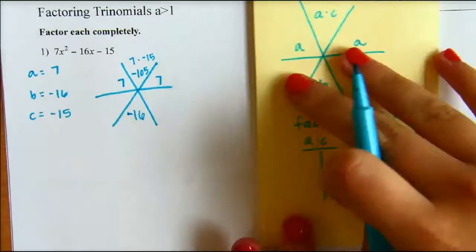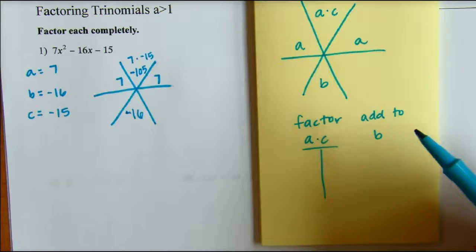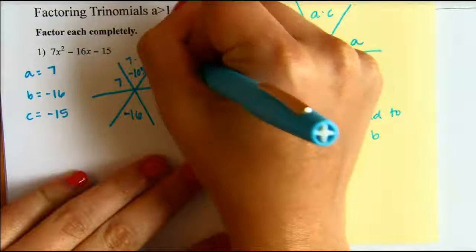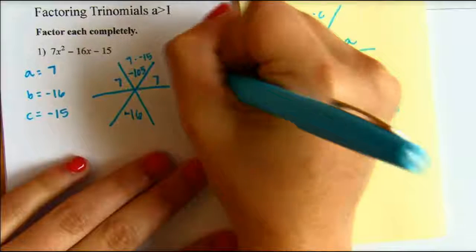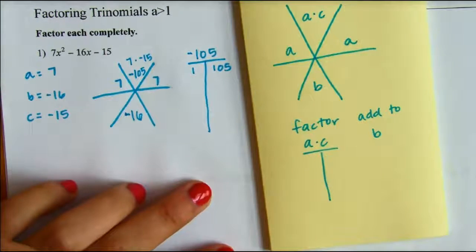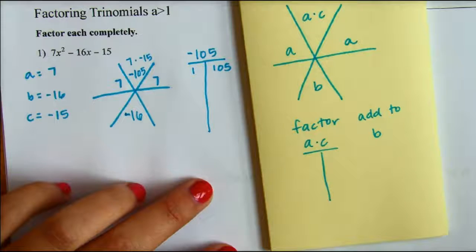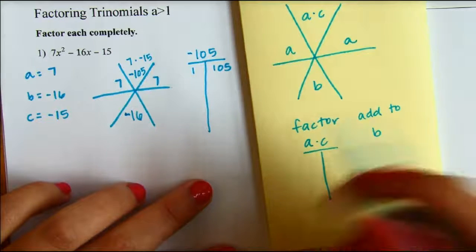From here, I'm going to now factor out A times C. I've got a pretty big number, but that's okay. So I've got negative 105, and I'm going to list out all of my factors. So I've got 1 and 105. 2 does not go into 105. 3, I don't believe goes in. We can check. I don't think it does. 4 doesn't go in, but 5 does.